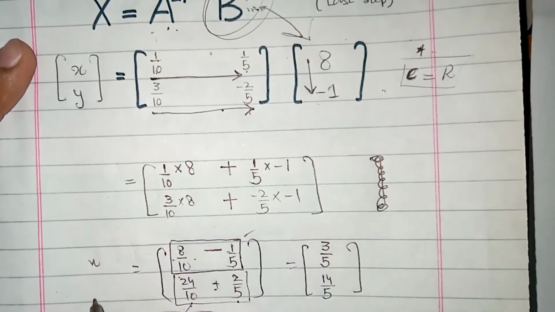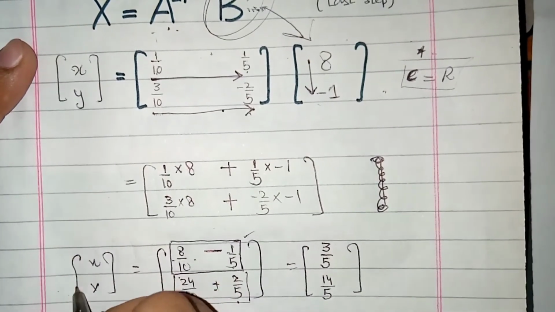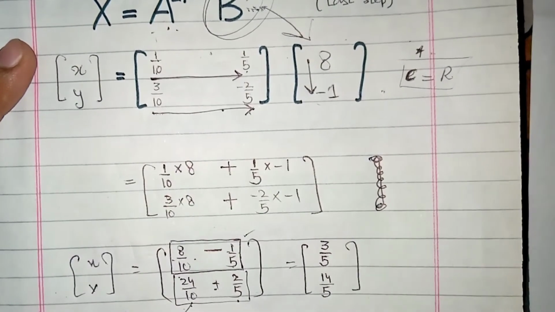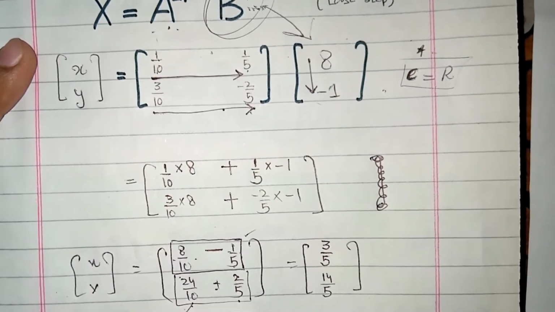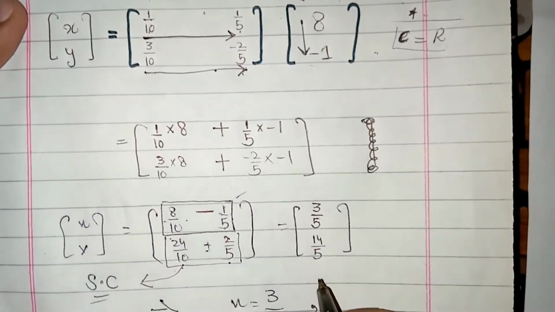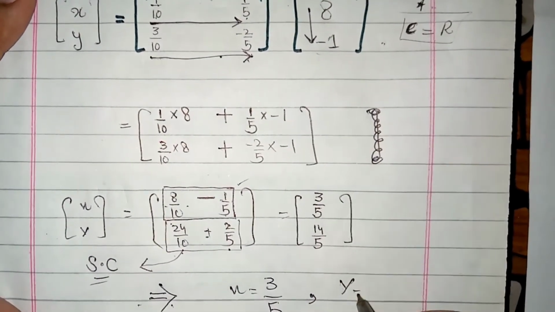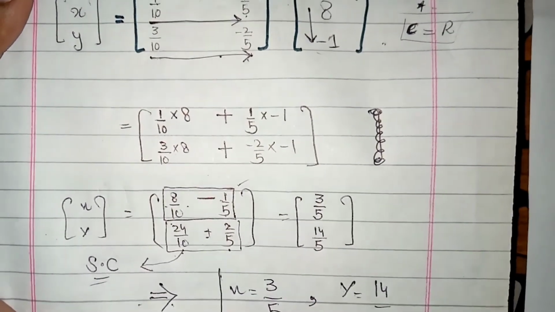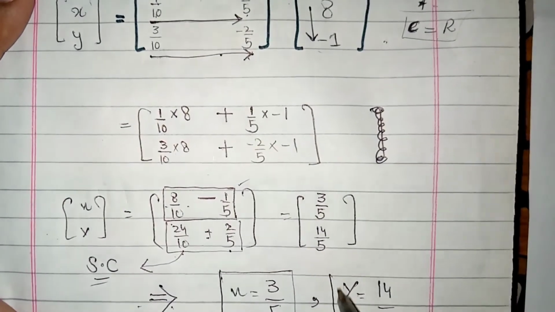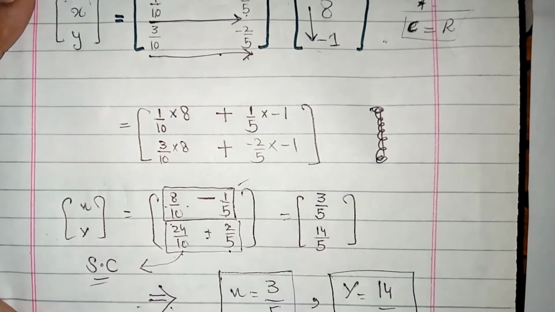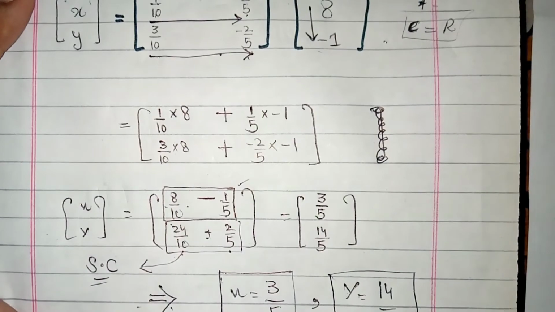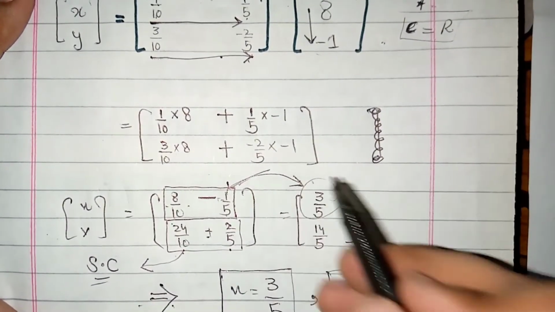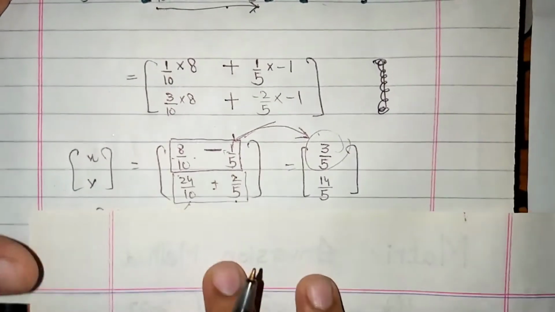And this x and this y is written here as it is. So here put the sign of implies: x is equal to 3 over 5. Put a comma here and y is equal to 14 over 5. These are the two values we have to find, the value of x and the value of y. Now I will justify the answer, how this is converted into 3 over 5.